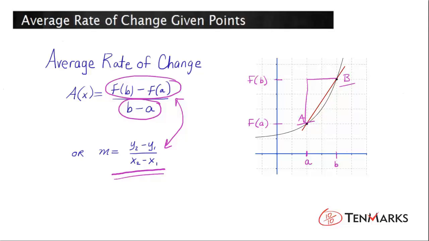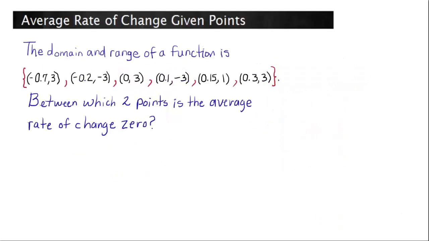Now let's look at a problem where we're not given a graph, but instead we're given a list of ordered pairs. The domain and range of a function is this set of ordered pairs: negative 7/10, 3; negative 2/10, negative 3; 0, 3; 1/10, negative 3; 15/100, 1; and 3/10, 3. The question is, between which 2 points is the average rate of change 0?